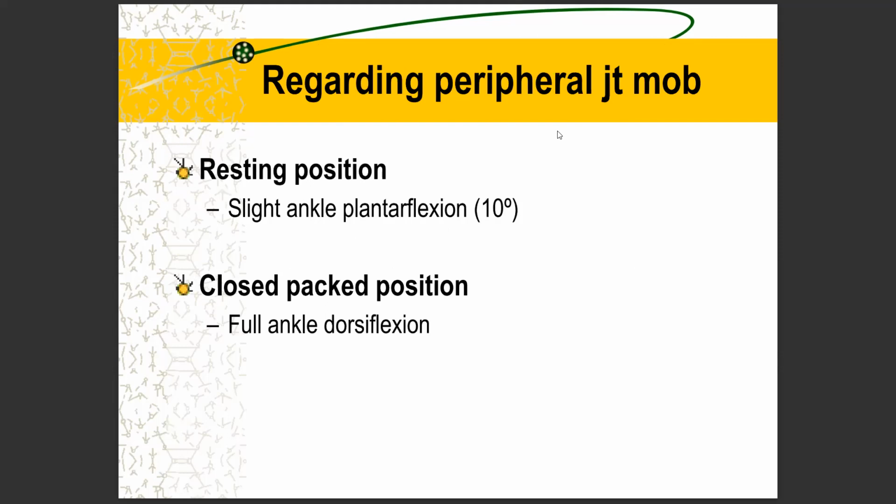बाकी जो जॉइंट्स हैं, रिगार्डिंग द पेरिफेरल जॉइंट मोबिलाइजेशन, रेस्टिंग पोजीशन जो है दैट इज स्लाइट एंकल plantar flexion up to 10 degree and the close back position is the full ankle dorsiflexion. अच्छा, what we mean by the close back position, that means when there is locking and it is very difficult to move the ankle joint and there is less movement, so that is known as the close back position.